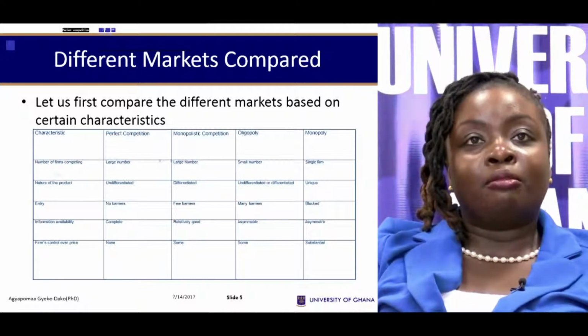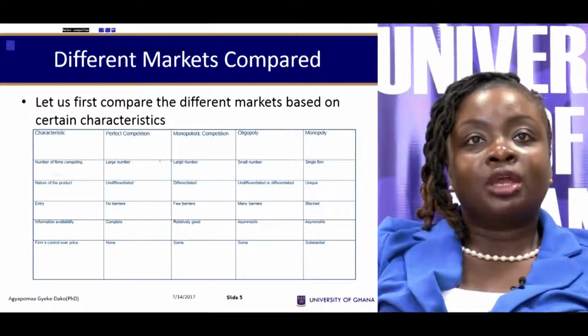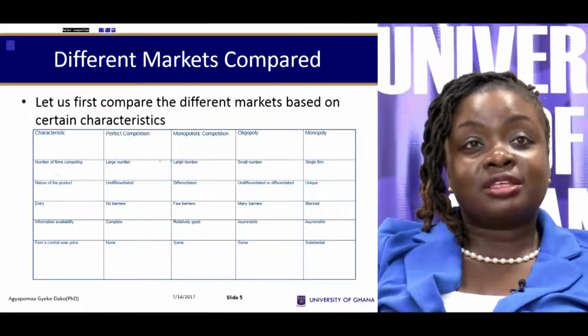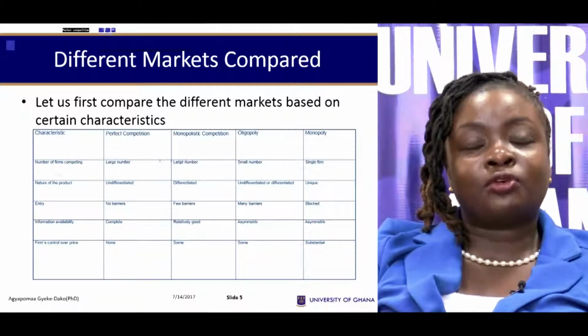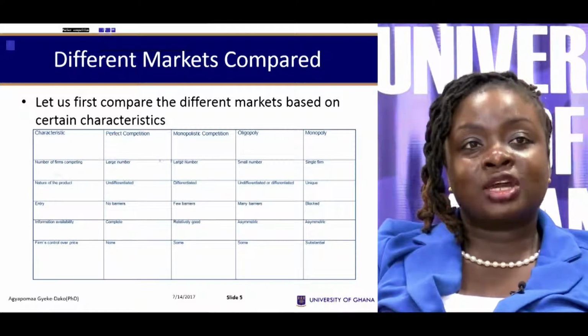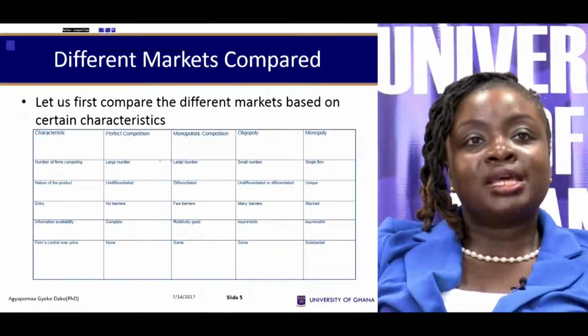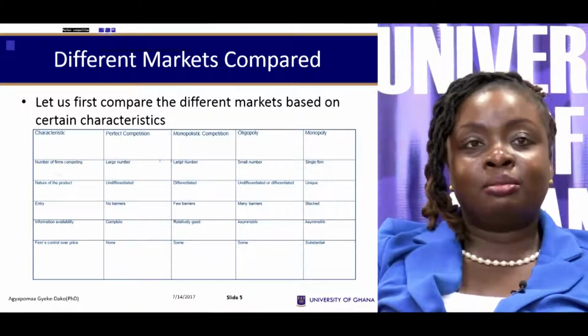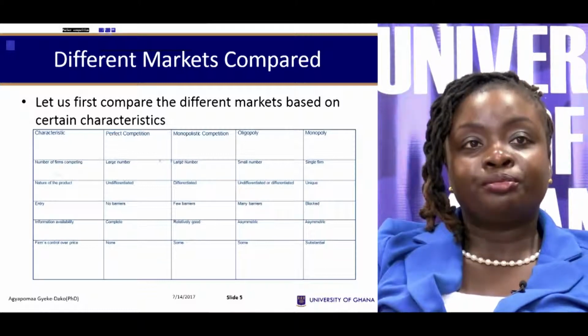For perfect competition, the products are homogeneous, they are the same. So the product of firm A is the same as the product of firm B, and that's the same as the product of firm C, etc., etc., in terms of everything. In terms of entry, there are no barriers, so any firm can enter, any firm can leave at any time.